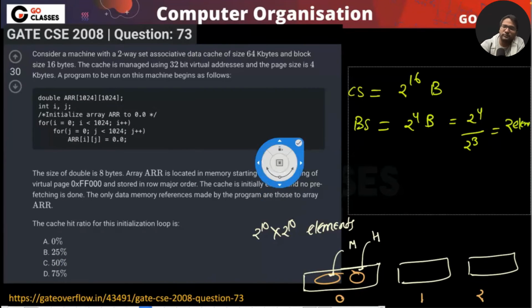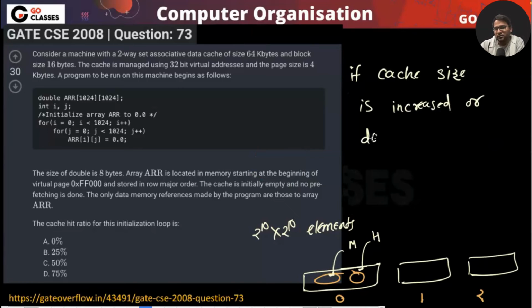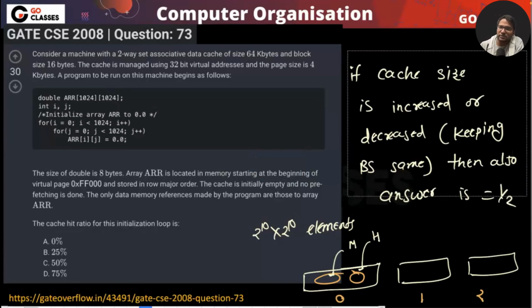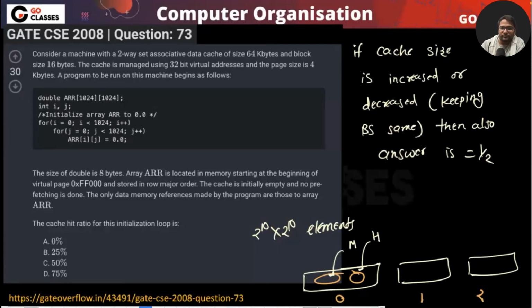So you can say as a variation: if the cache size is increased or decreased, keeping the block size the same, the answer is also the same. But if the block size is, suppose, 4 elements, then the miss rate is 1/4.